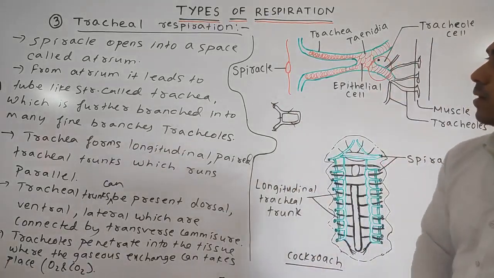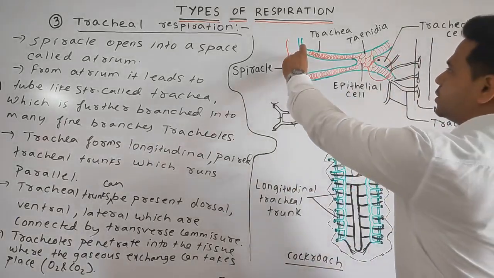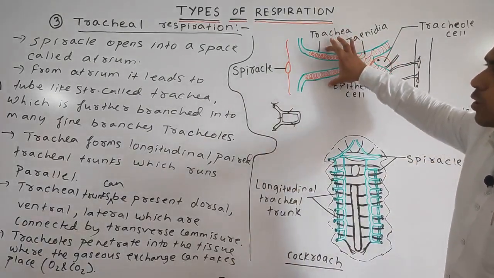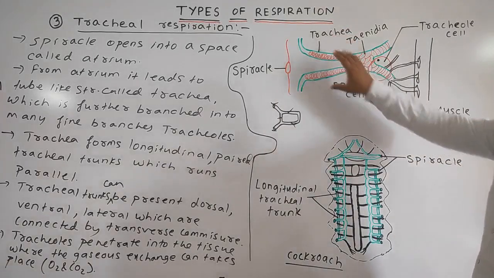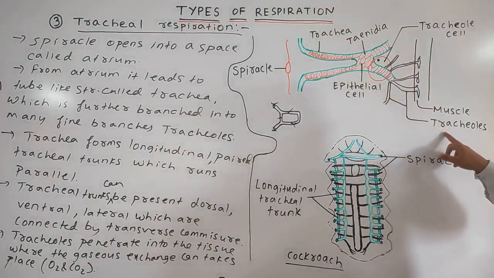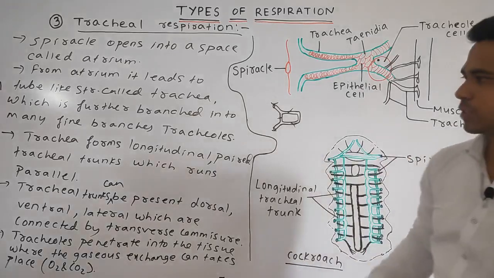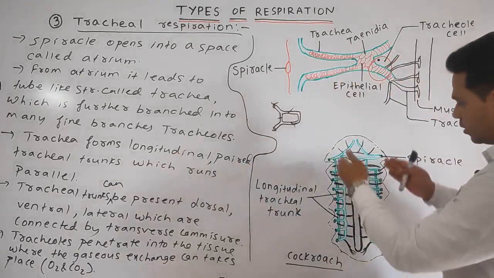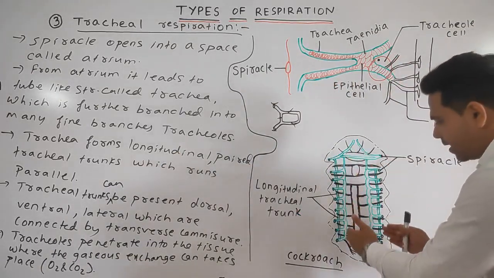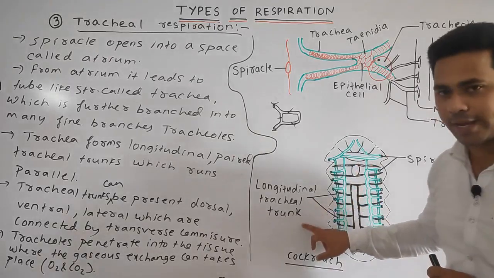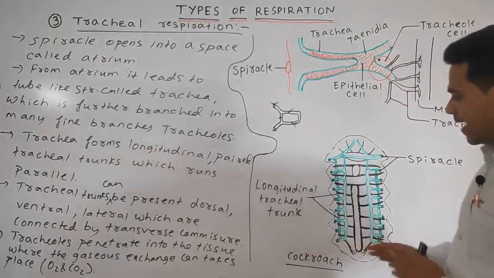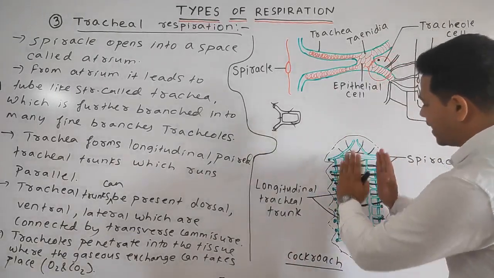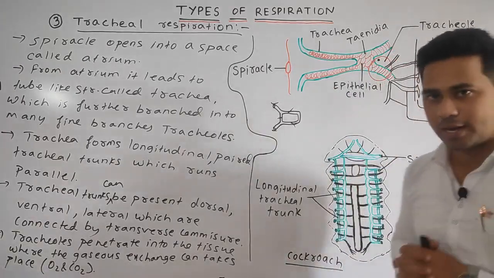First point, the spiracles open into a space that is called atrium. From atrium, it leads to a tube-like structure called the trachea, which is further branched into many fine branches called the tracheoles. Next, the trachea forms the longitudinal paired structure called the longitudinal tracheal trunk, and these longitudinal tracheal trunks run parallel to each other. See, this one and this one run parallel.